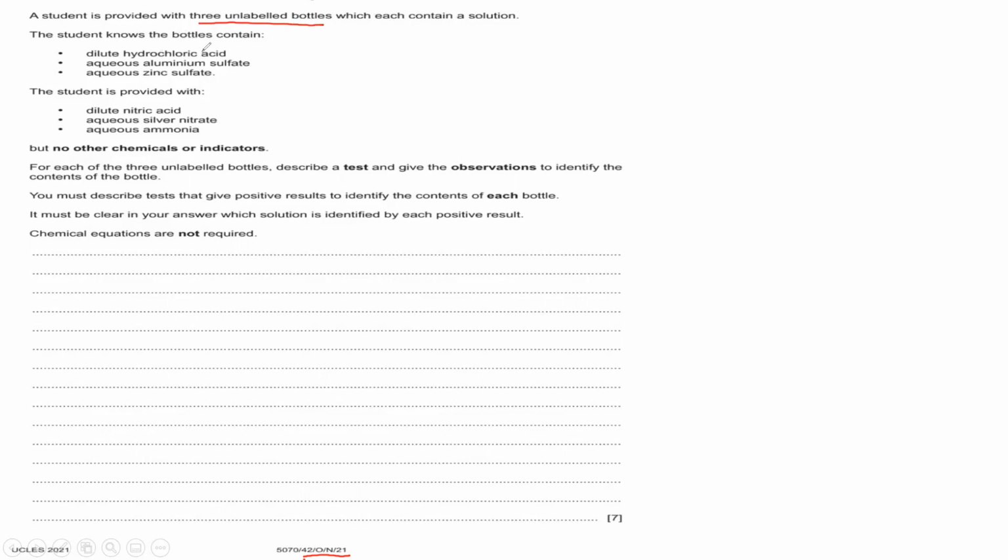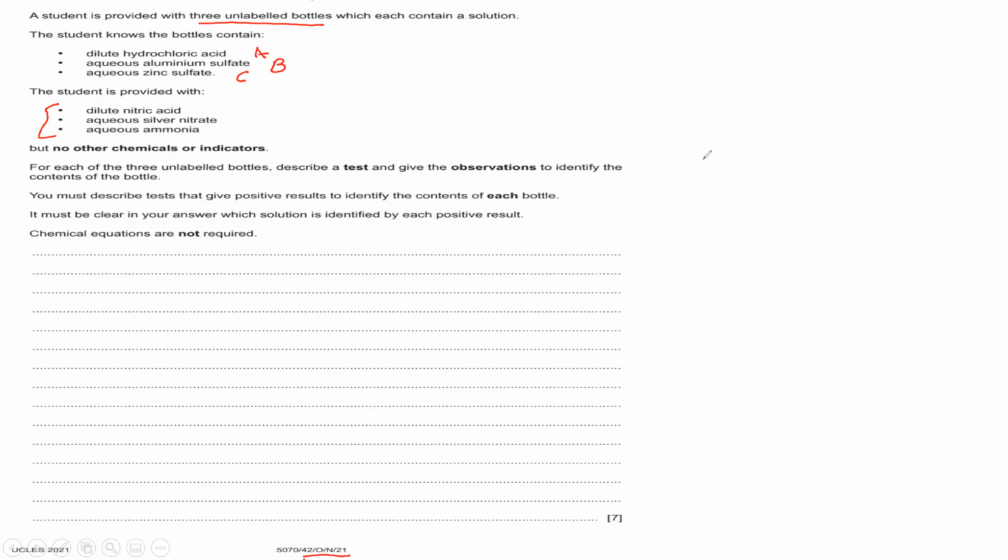Now the bottles might have HCl, let's label it as A. It might have aluminum, let's label it as B and C, right? A student is provided with 3 chemicals. One is nitric acid, we have silver nitrate and ammonia.